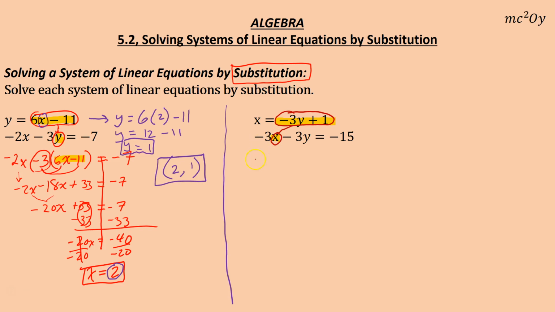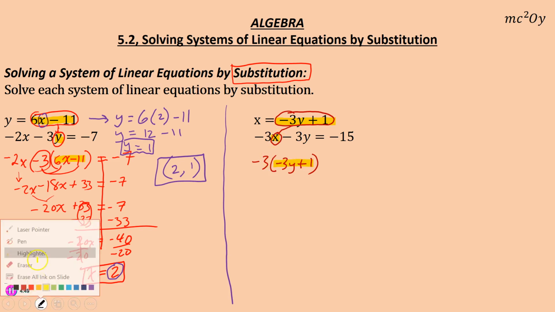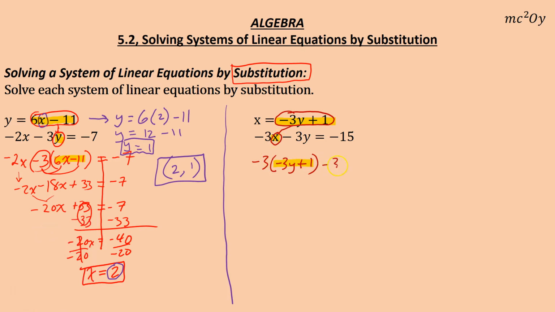Okay, so I now have negative 3, and then, no longer x, it's negative 3y plus 1. So there's that piece that I substituted in, and all of that minus 3y equals negative 15. So the only thing that changed was x.